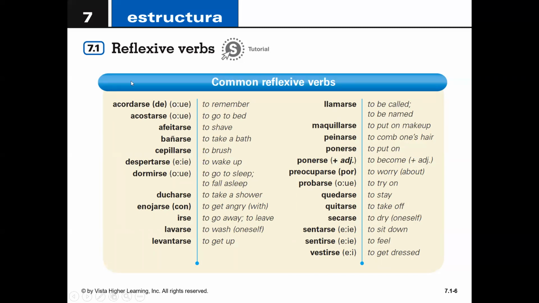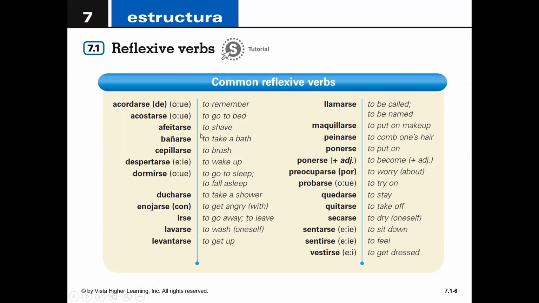All right, so I'm going to go through these quickly. You can look at the English. So the first one, you can repeat after me. Acordarse. So the stem change there is a UE. So you say me acuerdo, te acuerdas, se acuerda, nos acordamos, and se acuerdan. All right. To go to bed, repita, acostarse. Again, same type of stem changes here. So you say me acuesto, te acuestas, se acuesta, etc.